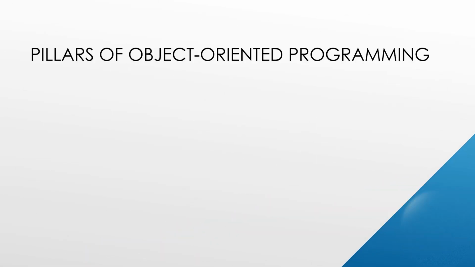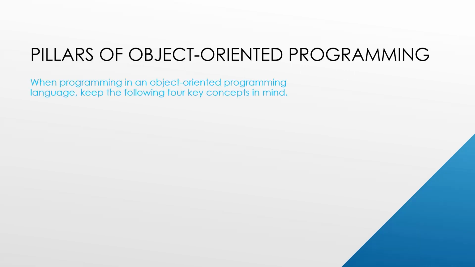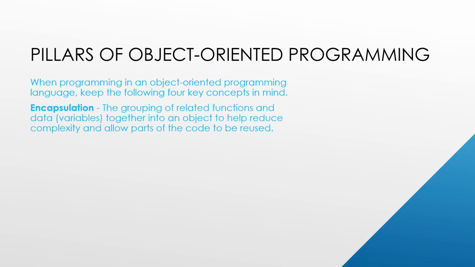Now let's see what are the pillars of object-oriented programming language. When programming in an object-oriented programming language, keep the following four key concepts in mind. What are those? Encapsulation. What is this? The grouping of related functions and data like variables together into an object to help reduce complexity and allow parts of code to be reused. That is called encapsulation.